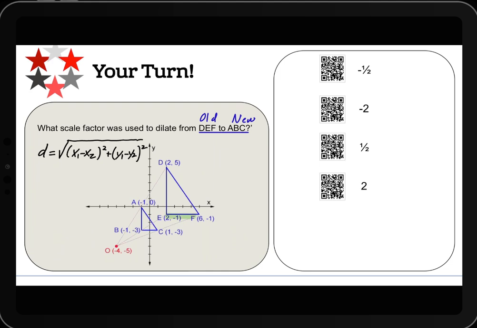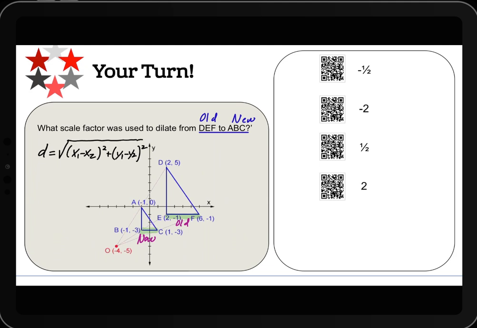We have EF and we have BC. And remember, I want this to be my new length. I want this to be my old length, right? Because it says from DEF to ABC. So if it says from DEF to ABC, it's getting smaller over time, not larger. Okay, not larger. It's actually getting smaller.